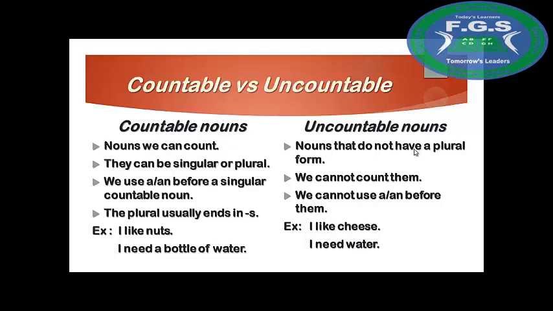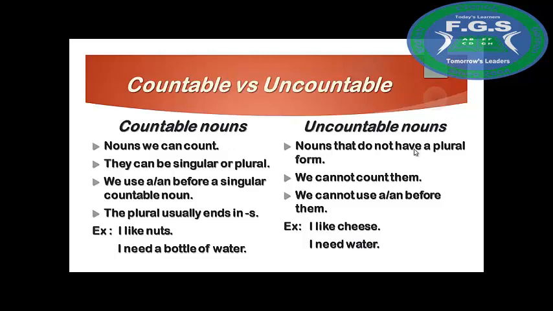Look at this example. I like nuts. Nuts here is a countable noun because there is a singular nut. I need a bottle of water. A bottle of water here is a countable noun and is singular. So I can say I need 3 bottles of water, 4 bottles, 5 bottles. So countable nouns are the nouns that we can count, and they can always be singular or plural.